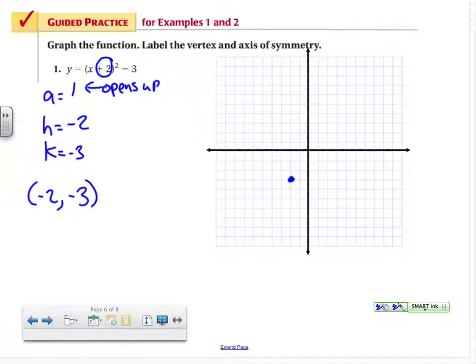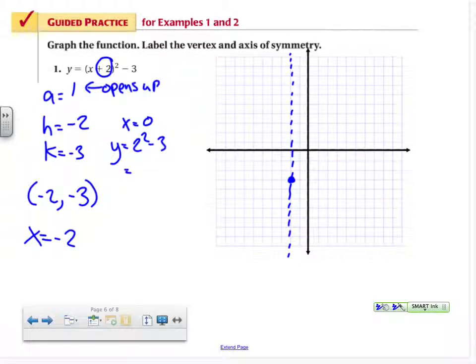So our vertex is right here. And our axis of symmetry is x equals negative 2. So our axis of symmetry comes right through here. So now what we need to do is we just need to plot a couple more points. Okay? When x is 0, that's an easy point to plot. Y equals 0 plus 2 is 2. 2 squared minus 3. 4 minus 3 is 1. So when x is 0, y is 1. Reflect that over the line of symmetry.